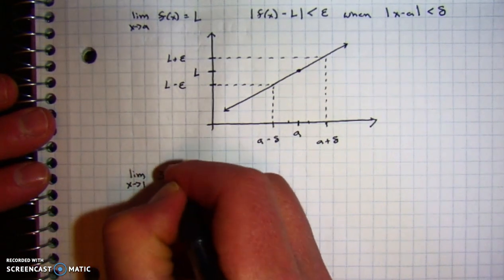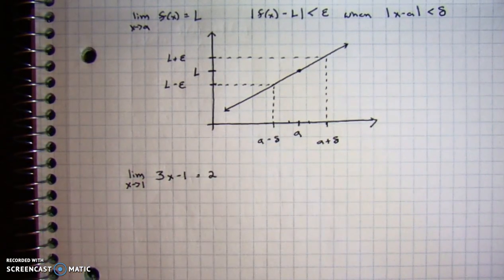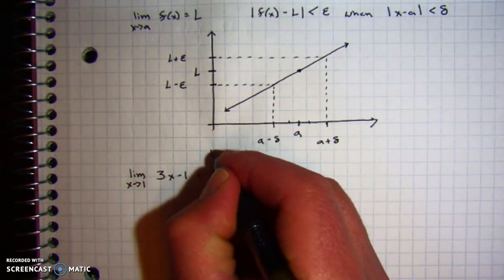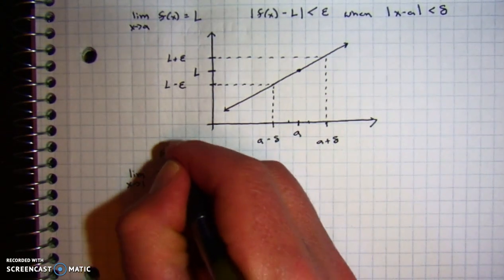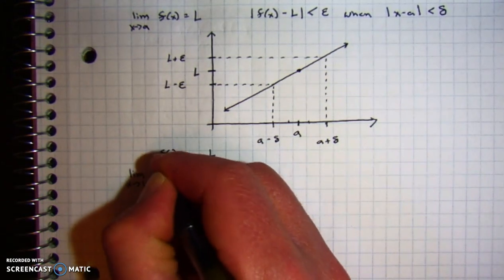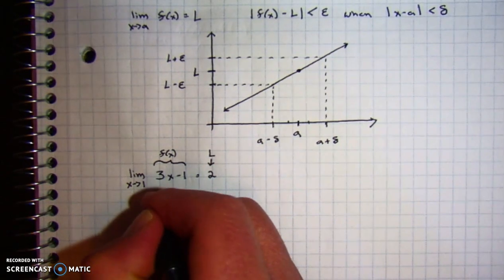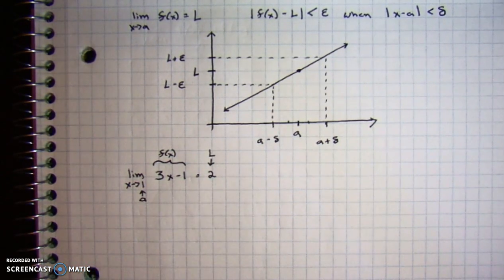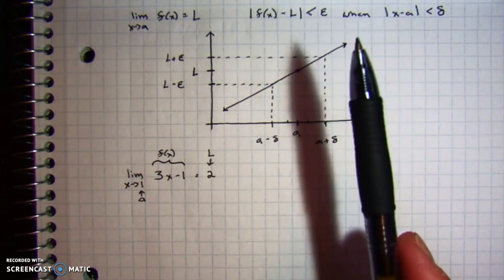Say the limit as x approaches 1 of 3x - 1 equals 2. All right, so this is going to be our L right here. This is going to be our f(x) right here. And then this is going to be our a right here. So first off, let's start on the left-hand side, on the |f(x) - L| side.